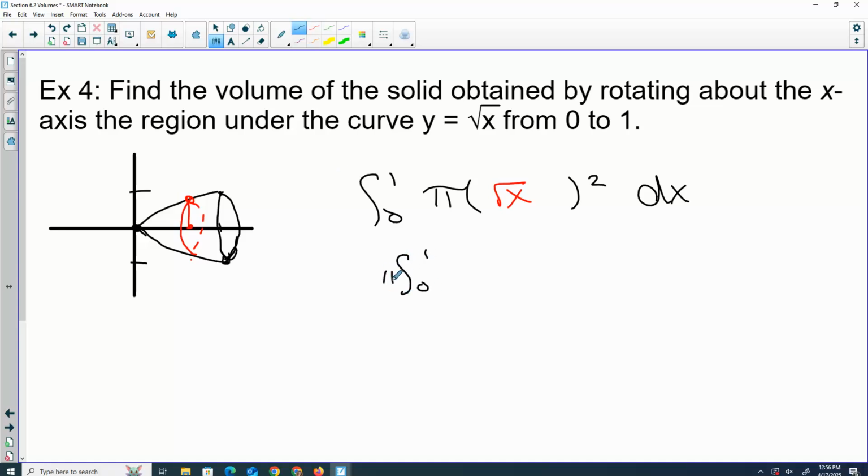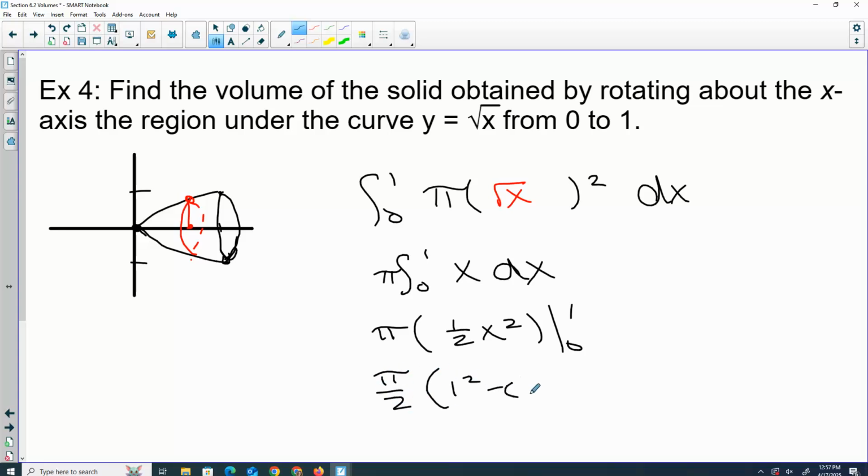If you like, you can pull out your pi. So we're just integrating x. The antiderivative of x gives us x squared over 2, and so we get a volume of pi over 2.